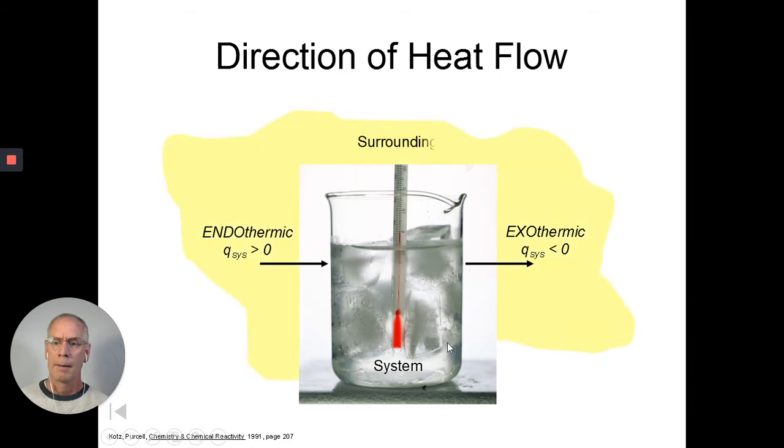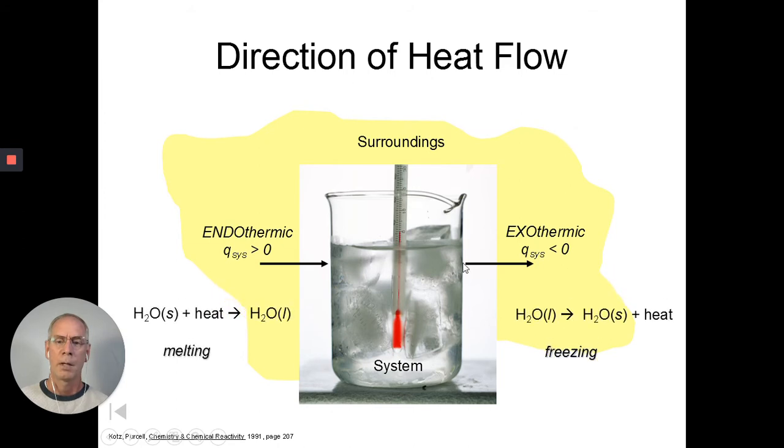Now, I'm trying to show you that the system is what I'm looking at here. The surroundings is everything else. Melting is an example of an endothermic process. If you have solid water, ice, and you add heat, you will turn it from a solid to liquid water. And we call that melting. Clearly, melting is an endothermic process.